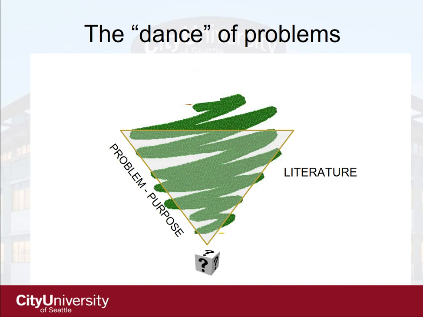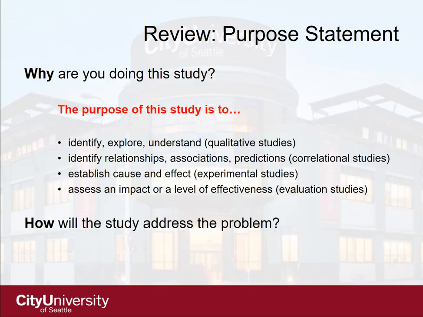So it's this dance going back and forth between the problem, purpose, and the literature. Back and forth you go until you narrow it down to your actual problem statement, to where you have research questions. All right, so what about this purpose statement?